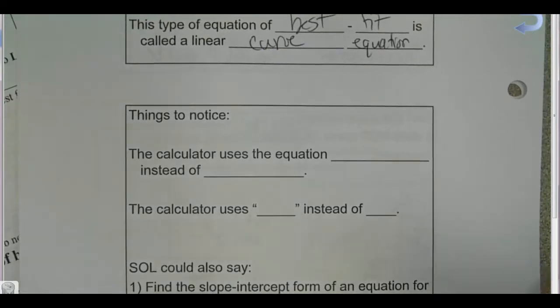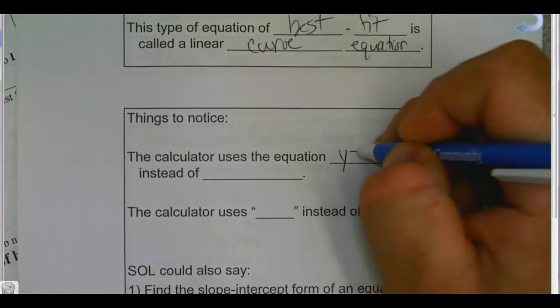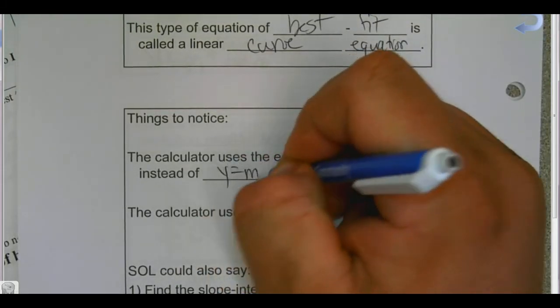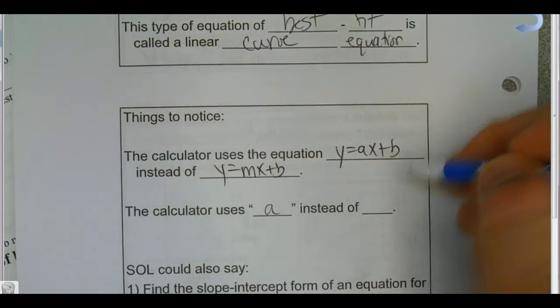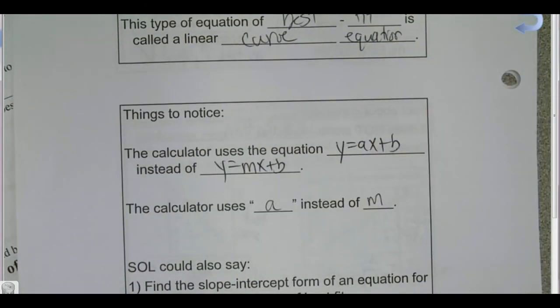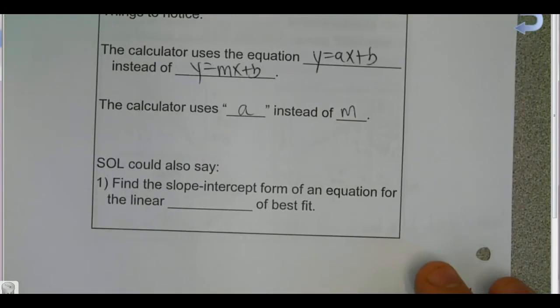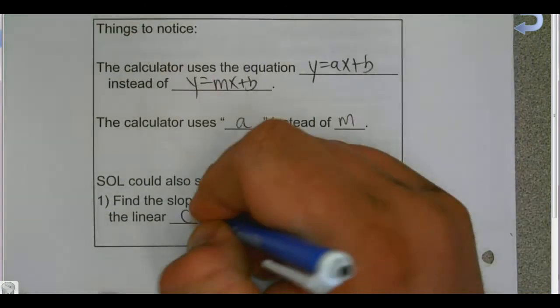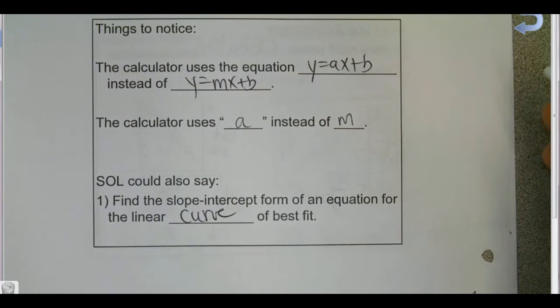A couple things I want you to notice. The calculator uses the equation y equals ax plus b instead of y equals mx plus b. So the calculator uses a instead of m. It's because the calculator is trying to set us up for standard form, not necessarily slope-intercept form. The SOL could also say find the slope-intercept form of an equation for the linear curve of best fit. No matter how it's presented, we're going to be using the calculator steps we're going to go over today.